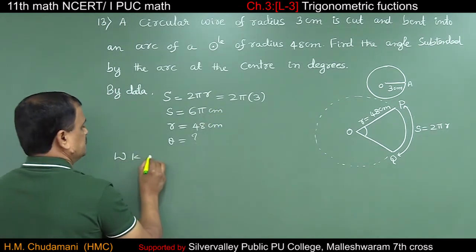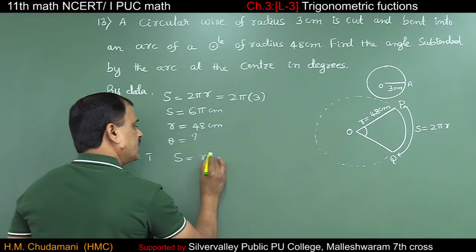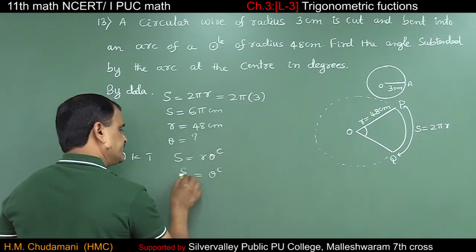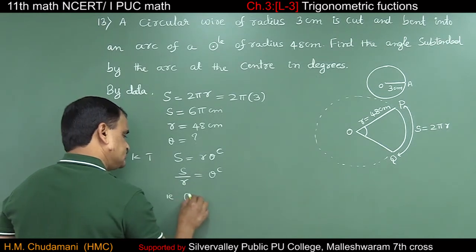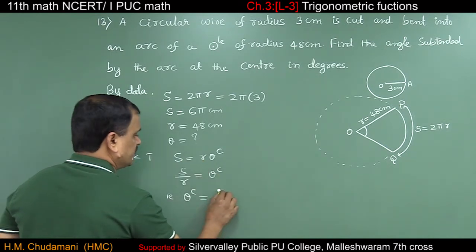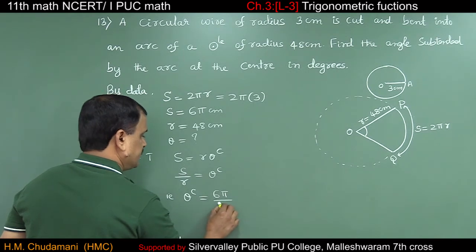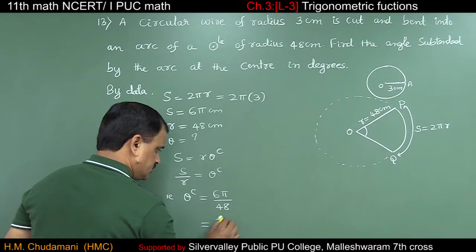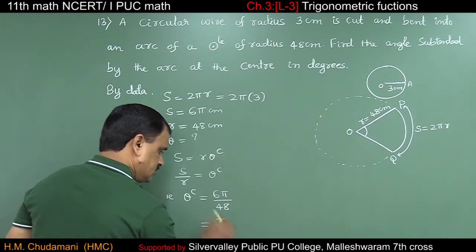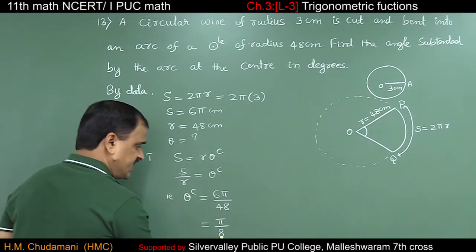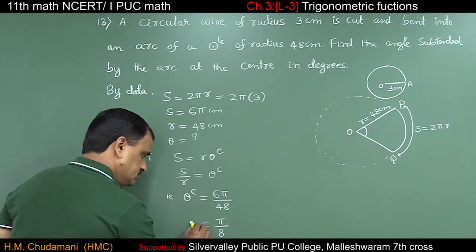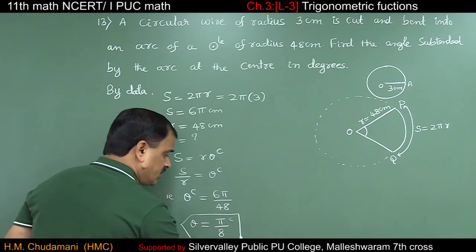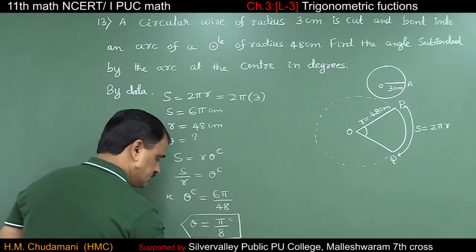We know that S is equal to R into theta radian. So theta radian is equal to S divided by R, that is 6 pi divided by 48. 6 times 8 is 48, so theta is pi by 8 radian. So 22.5 degrees actually. Correct, sir?